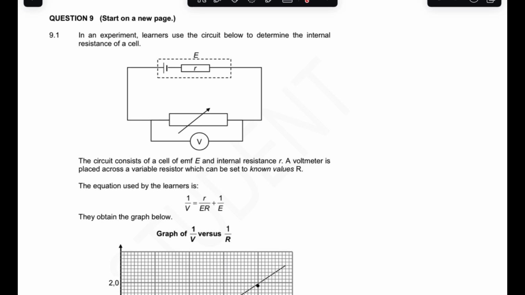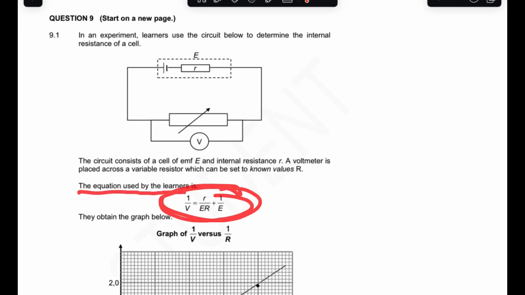a rheostat, and then they increase and decrease the resistance there, and then the battery has an EMF and an internal resistance there. It says the circuit consists of the cell of EMF E and an internal resistance r. A voltmeter is placed across the variable resistor, which is set to a known resistor R. Right now, the equation used by the learners is this.